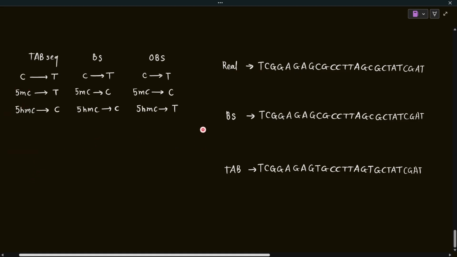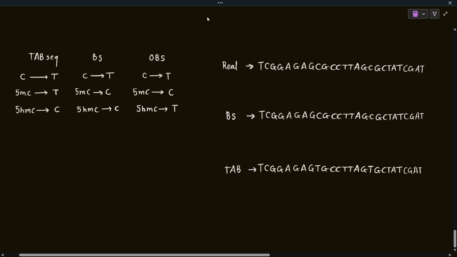So this was all about the different methods, and that is why we are going to solve a question related to those sequencing methods, on how we differentiate between them. So this is a question here. This is the original sequence of DNA. This is the real sequence of DNA.